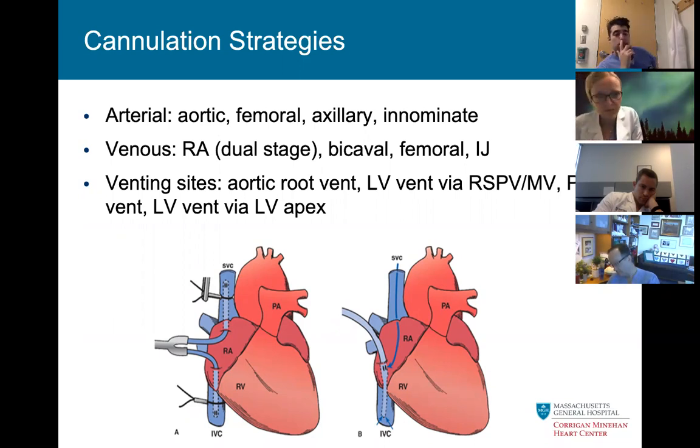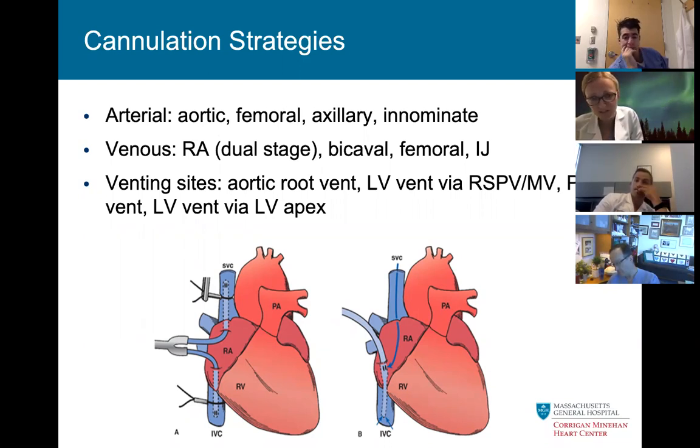I would say most commonly for an aortic, any CABG, for example, you'll have a central cannulation into the aorta, dual stage, and then vents as needed.